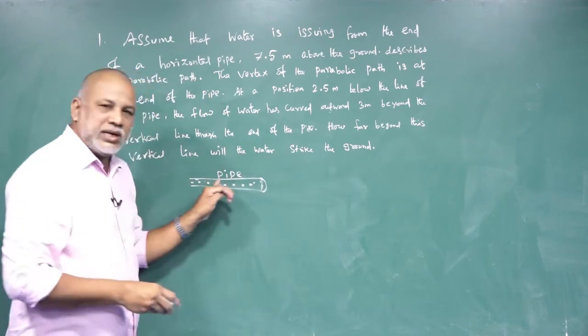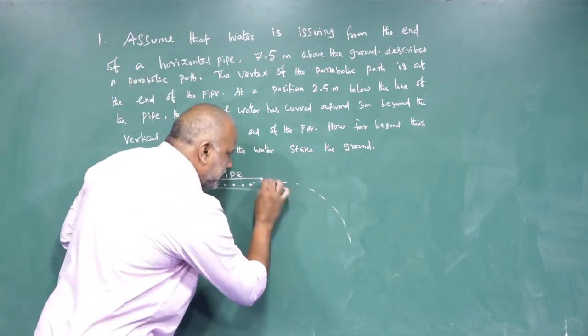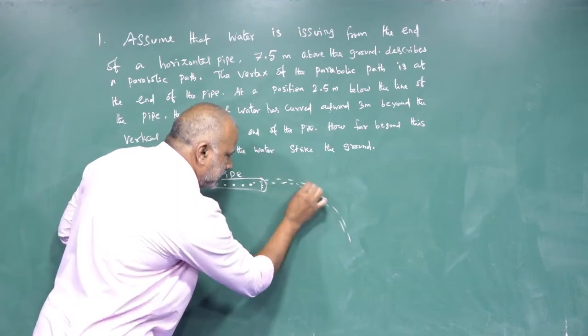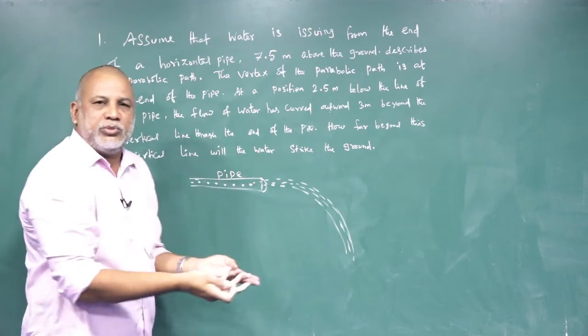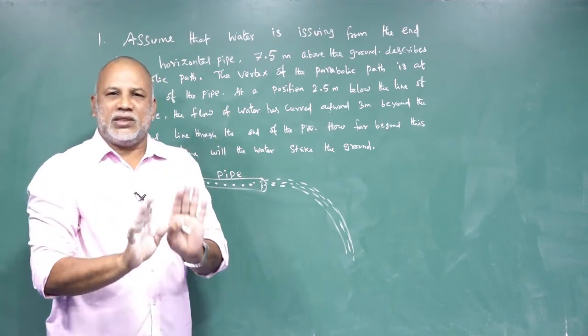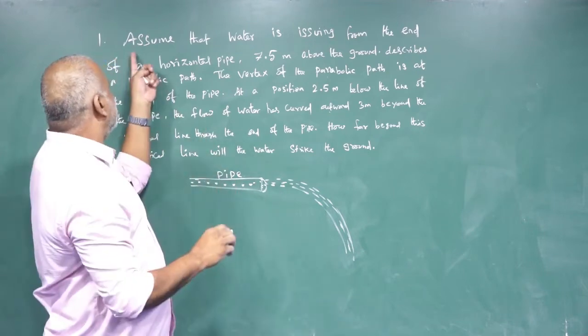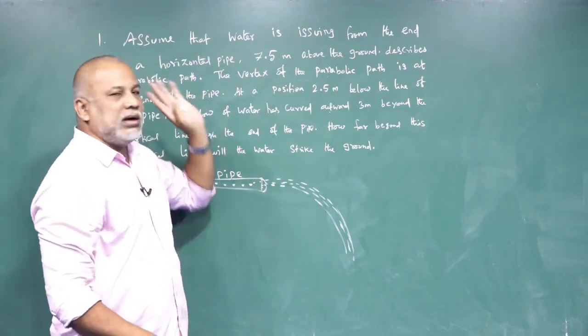So this is considered to be a pipe, a hose pipe. The water is curved out. Water can only go like this. No water will come out straight, perpendicular. That is the whole concept. Understood? So assume that water is issuing from the end of the horizontal pipe.